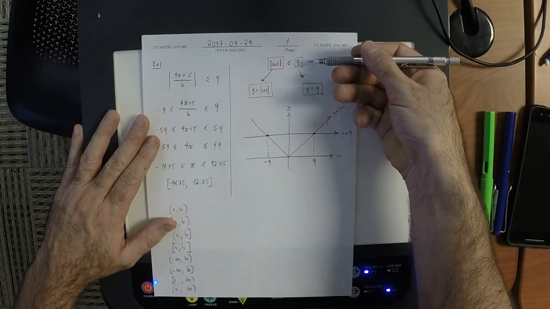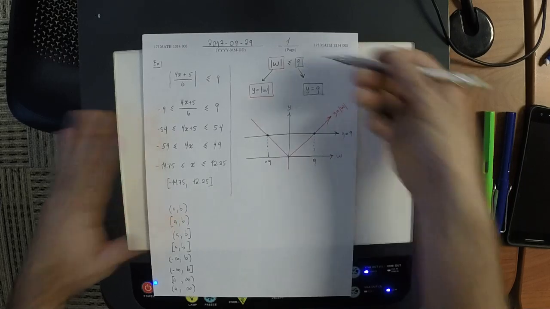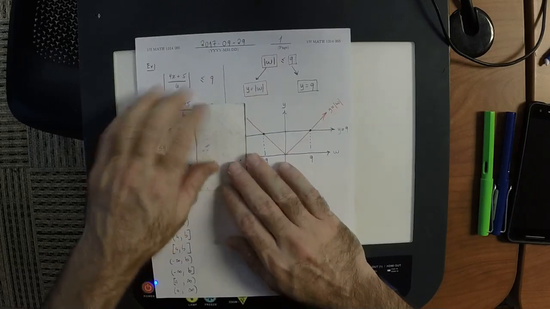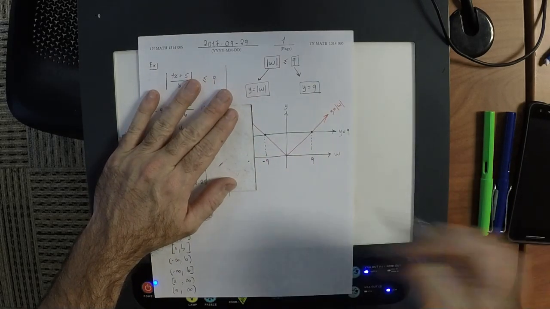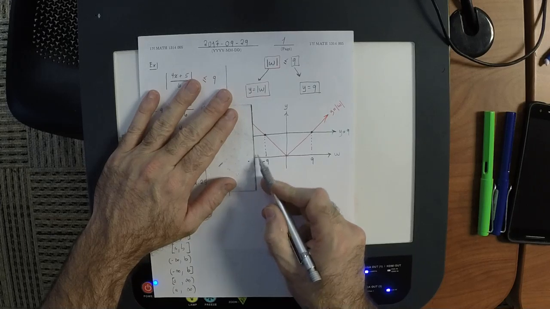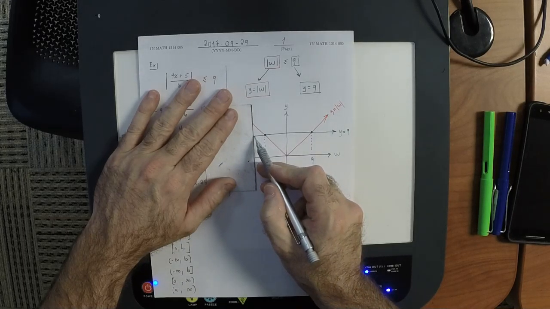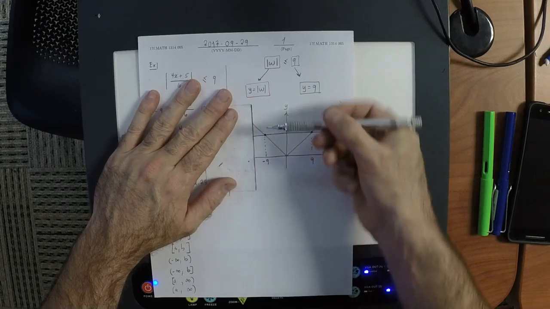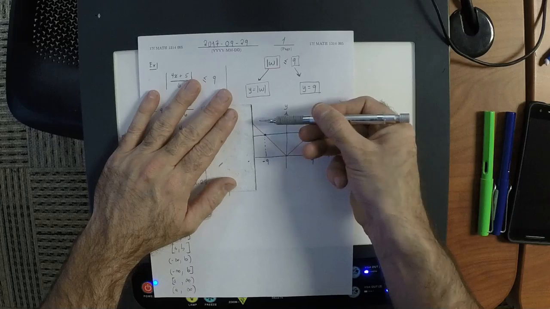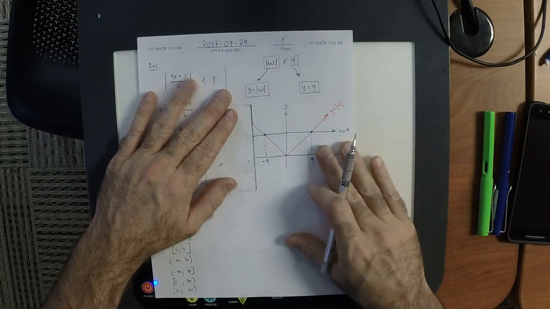Red below green. So where is red below green? Well, if you start way over here, at this point, for example, this is like maybe negative 15 or something like that. We have this green point here and that red point there. Green and red. Is red below green? No. No, so that's not part of the solution over there.